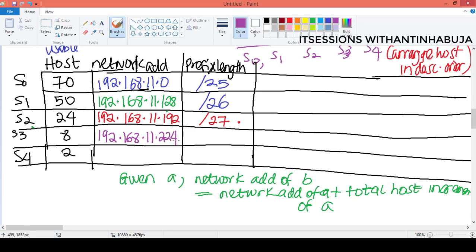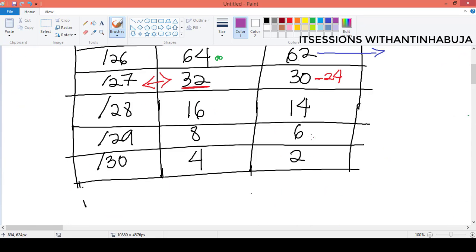192.168.11.224. Now, the next thing is the prefix length. So for the prefix length, we'll have to look at our host, given 8 hosts. So we'll go back here and check where we can get 8 usable hosts. Here the highest you can have is 6 usable hosts. So our 8 falls under here, under 14.